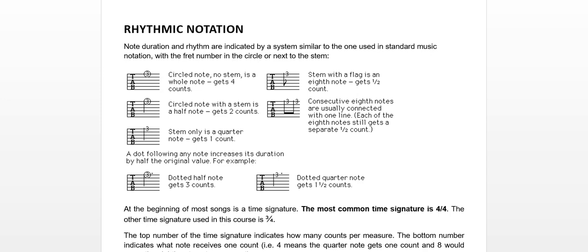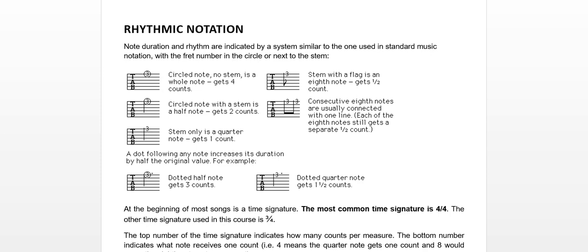note will take. So for example, the first one we have is the whole note, which is a complete circle without any stem. This one will get 4 counts, and I'm going to explain what the 4 counts mean. The next one is the half note, and it's called half note because it gets half the whole note, so it will get 2 counts. Half the 4 is 2.